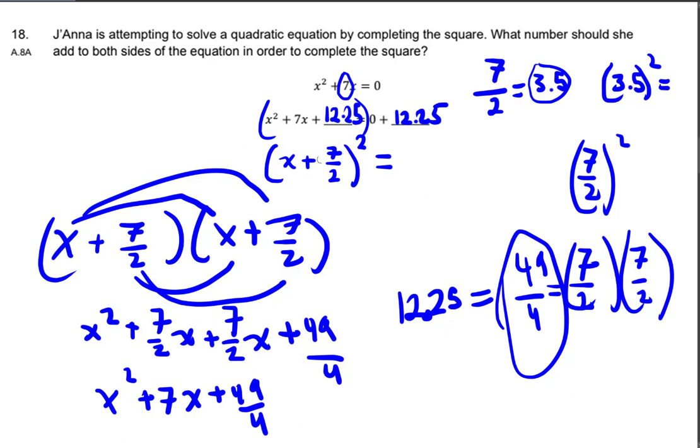And once again, the way we got that equivalency was we took the 7 and divided it by 2 to get 3.5. That tells us what needs to go in here. That 3.5 or 7 halves is what it becomes. But to get that C value, we had to take that 3.5, or the 7 halves, and square it. All right, hopefully that made sense.